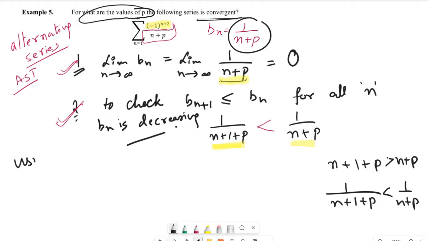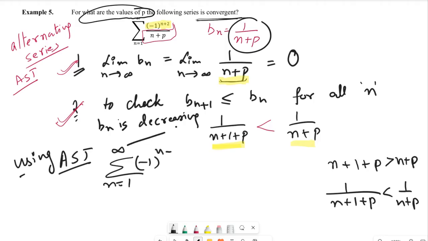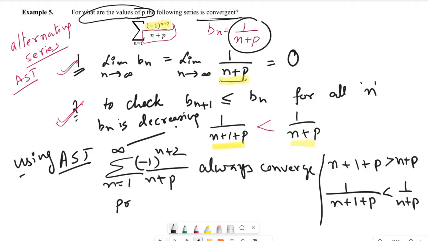So using AST, the alternating series test, we can claim that this series is always convergent, provided the term Bn is valid.